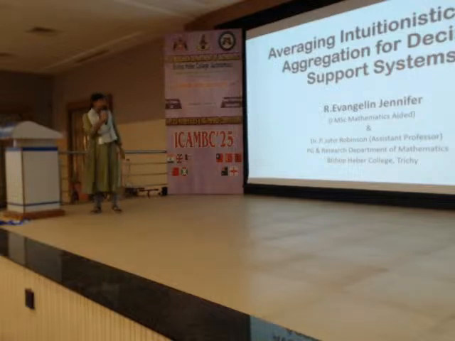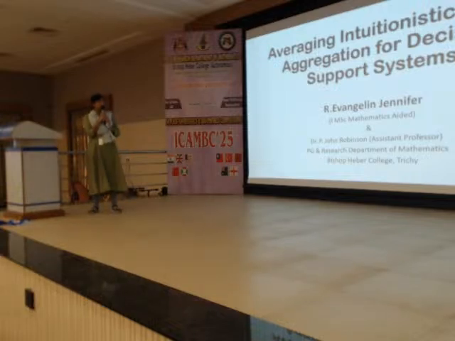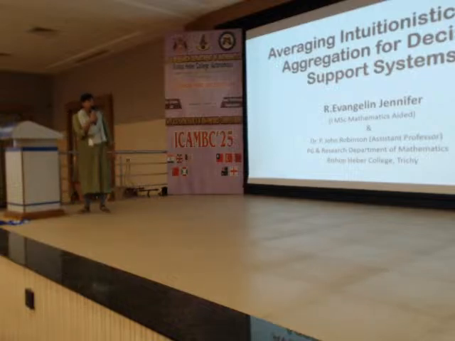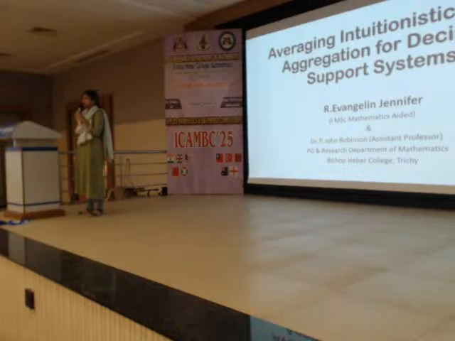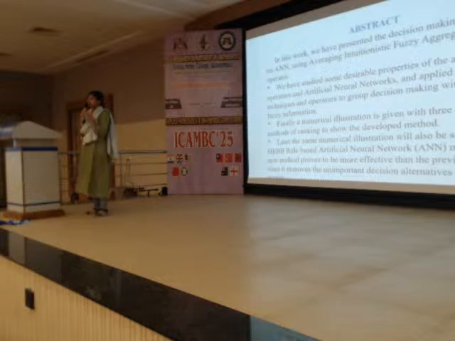Good evening, ma'am. My project title is Averaging Intuitionistic Fuzzy Aggregation for Decision Supporting System. In this topic, we have two tools, a computer-based tool and a mathematical tool. Intuitionistic fuzzy aggregation is a mathematical tool that combines multiple inputs into a single output. And DSS, the decision supporting system, is a computer tool that gives analysis and total value. Next slide. Here we are using ANN, an artificial neural network. Next slide. This is an already existing formula in which I have changed a small operator.